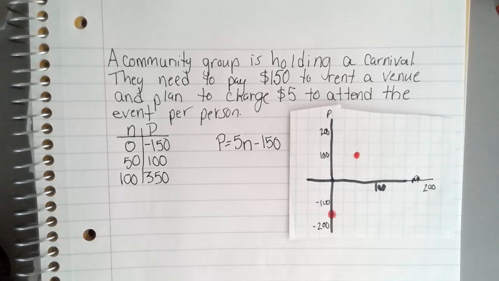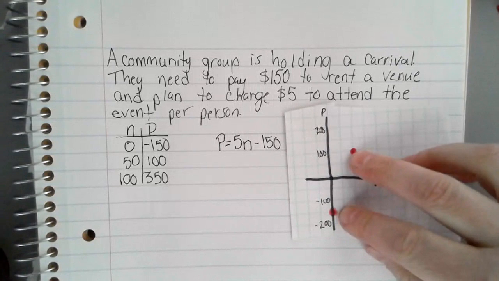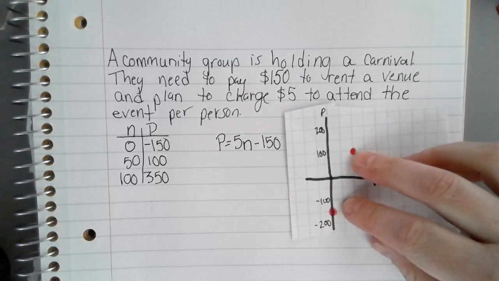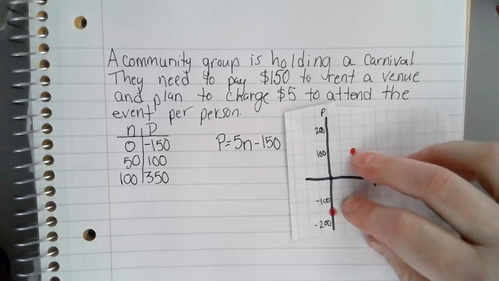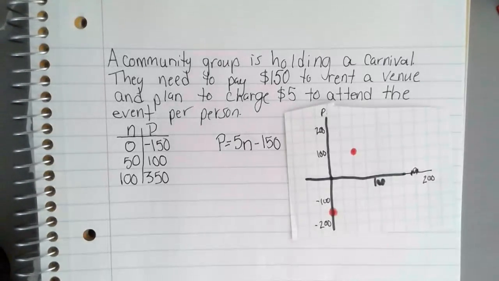Another question would be, would I connect the points? For some, this might be a difficult question because some of the values located between these points are possibilities, but we can't have a part of a person. We're not going to have 25 and a half people attend. That's not a thing. So while some values are possible, not all, we can't connect our points in this particular scenario.